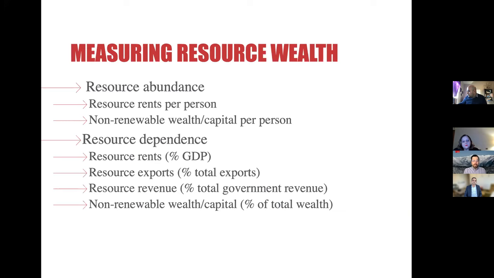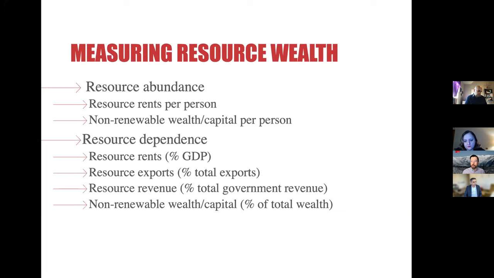So I promised to talk about resource dependence and abundance. What's the difference? Resource abundance is, think of it as the amount of natural resources available in the ground per person. A country that has a lot of stuff or that's very valuable and a small population would be resource abundant. Resource dependence, on the other hand, is the share or the dominance of natural resources in the economy, whether it's resource rents as a percent of GDP, resource exports as a share of total exports, or revenue collected from resource production as a share of government revenue.